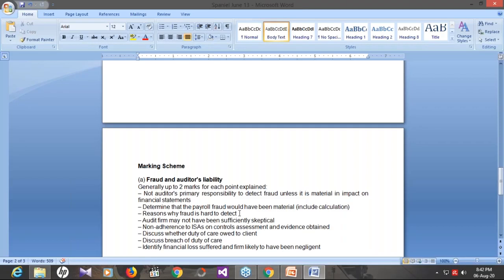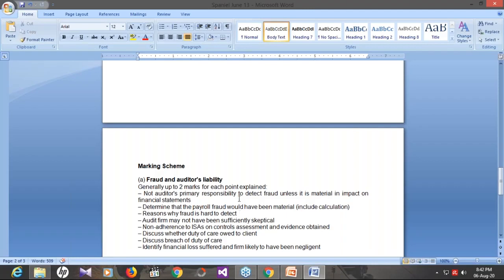Discuss whether a duty of care is owed to the client or not. So you should read the book and be aware of the duty of care. Sometimes the examiner asks you to evaluate whether the auditor is negligent or not. So you need to know the three points of the duty of care. One is that the auditor owes a duty of care. Second, the duty of care has been breached by the auditor. And the last is that financial loss occurred due to that breach. So this is how you are going to tackle this question.